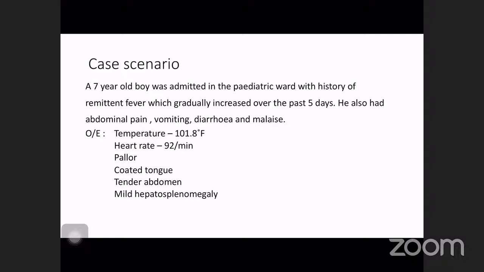What are the points favoring enteric fever? One is remittent fever. The other is that the patient has vomiting and diarrhea, and the temperature is raised, but the increase in heart rate is not actually proportional to the temperature. We call that relative bradycardia. This is a very important finding here. Another feature is mild hepatosplenomegaly. So there is infection in the GI tract, and the reticuloendothelial system is also involved.